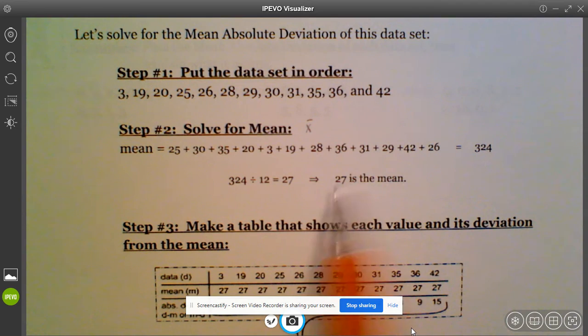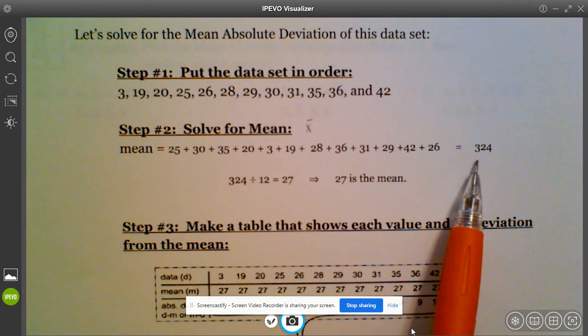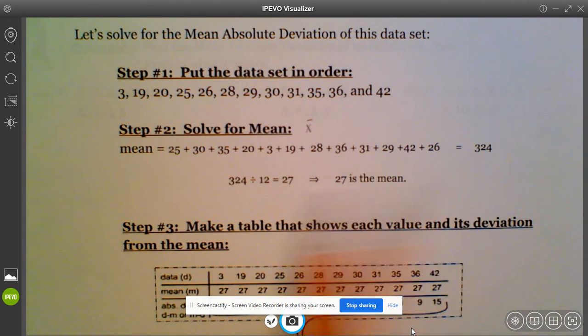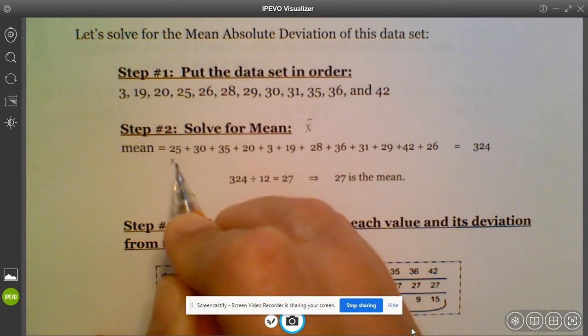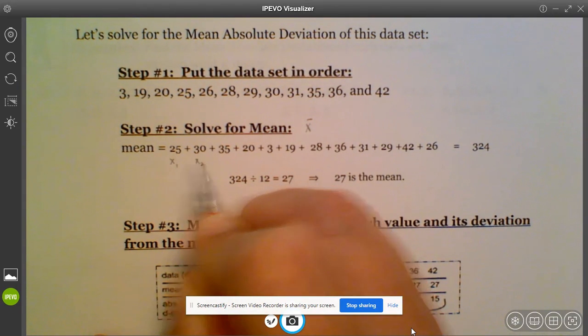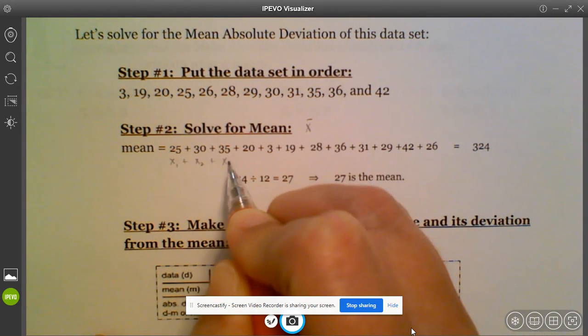So when we do that, we find the sum of the numbers is 324, and then we divide by 12 because there are 12 numbers. And you're thinking, why are you telling me this? Well, remember from the formula sheet, we're adding all these values.